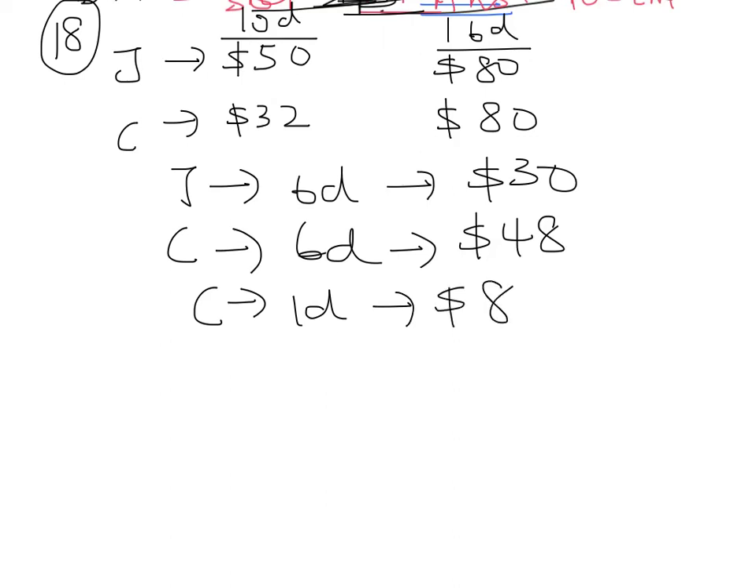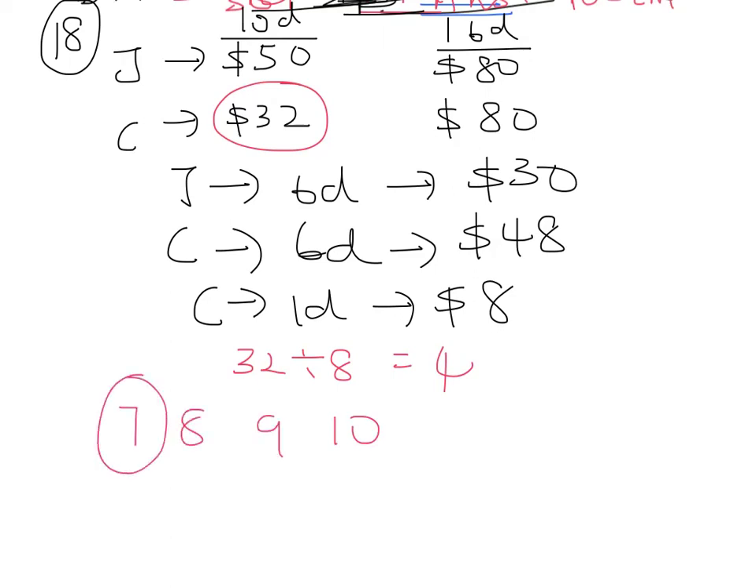So on which day did Cindy start saving? Cindy, 32 divided by 8 is equal to 4. So the 10th, 9th, 8th, 7th. On the 7th day, she started saving her money. So the answer for question 18 is the 7th day. This is the end of paper 2.